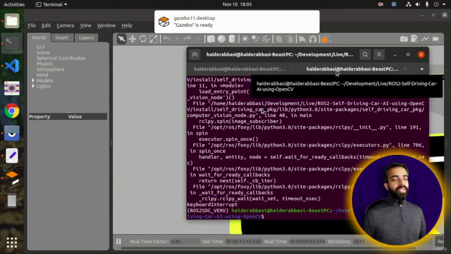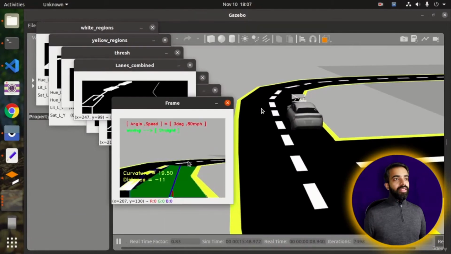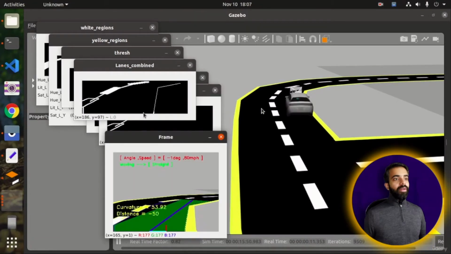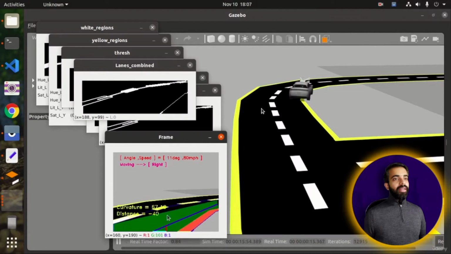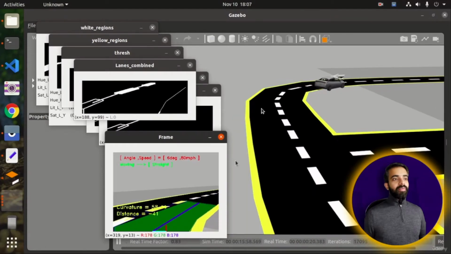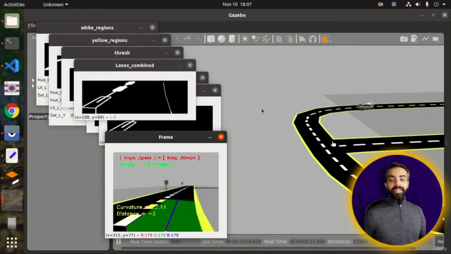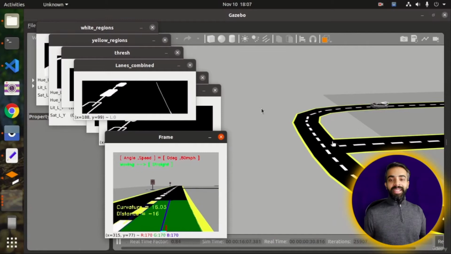Once the simulation starts, we can run the computer vision node, and the car starts to move. And you can see the lanes have been found, the curvature and distance have been computed, and the car starts to turn from that lane. Once it makes the turn, it then goes back straight. As you can see, the car has made that turn very smoothly, I might say, and we have successfully completed our lane assist feature.